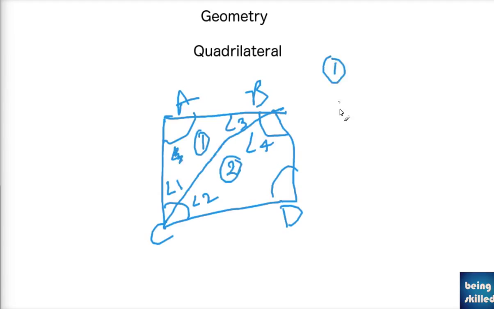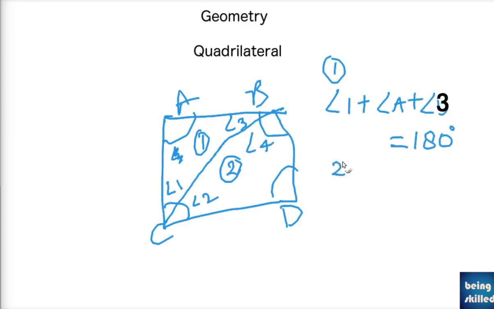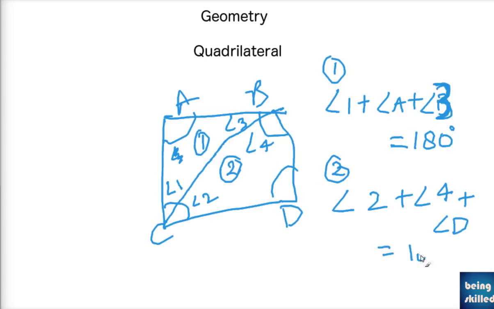So in triangle 1 we have angle 1 plus angle A plus angle B, which is equal to 180 degrees. Then in triangle 2 we have angle 2 plus angle 4 plus angle D, so this is angle 3, equals 180 degrees. Why is this 180 degrees? Because the sum of interior angles of a triangle is 180 degrees. So you are just adding all the interior angles. So just add them up.